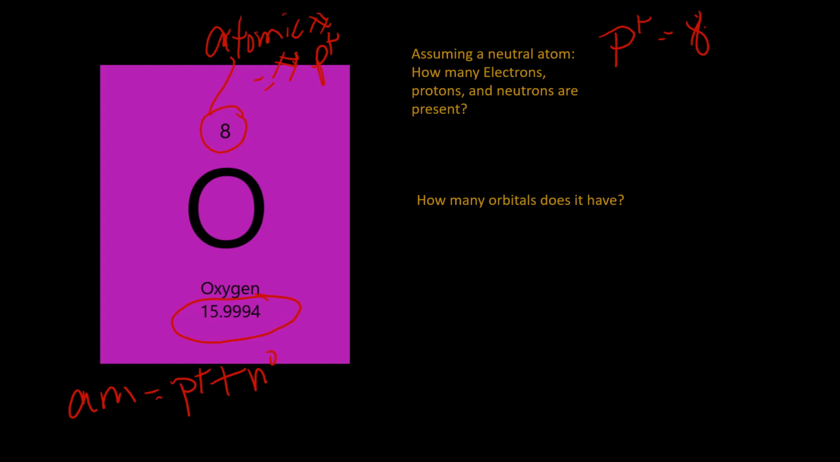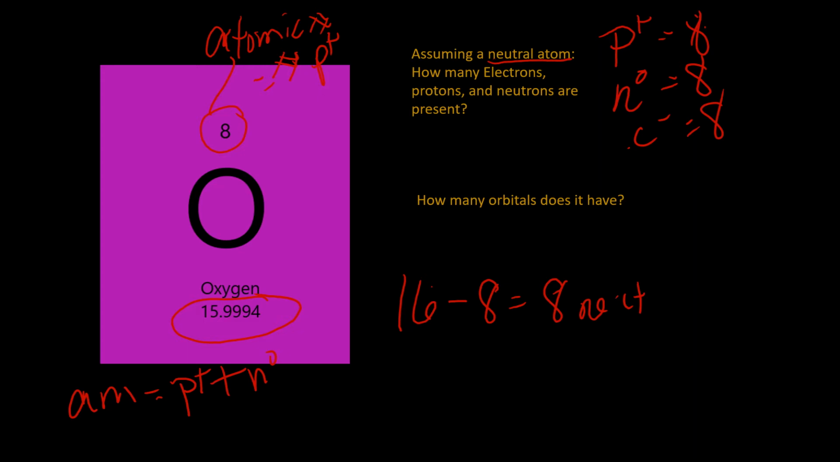So in this case, if our atomic mass is 15.9, we'll round that to the nearest number, so that's 16. So my atomic mass is 16 minus the number of protons, leaves us 8 neutrons. So in this case, my neutrons is equal to 8. And it is asking about a neutral atom, so there is no charge. So our protons and electrons should be equal. So our electrons will equal 8.